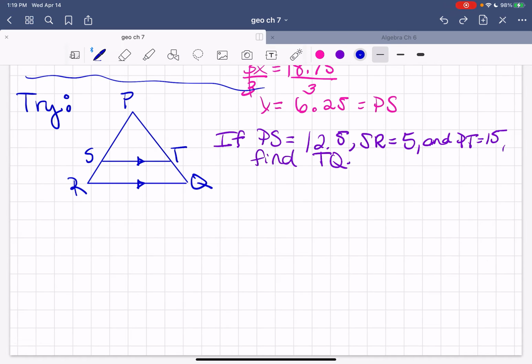Okay, so the next thing that we need to look at is simply the converse of the triangle proportionality theorem. So theorem 7.6 is the converse triangle proportionality theorem.